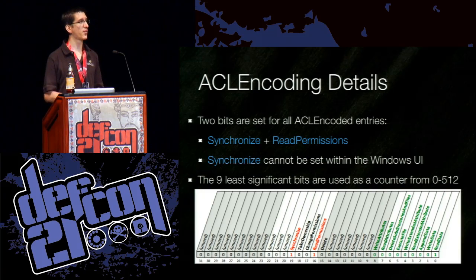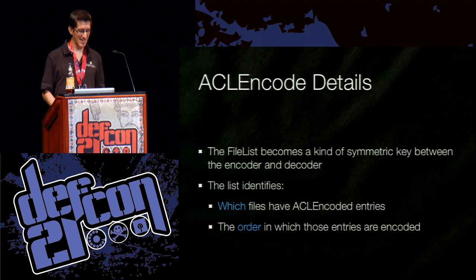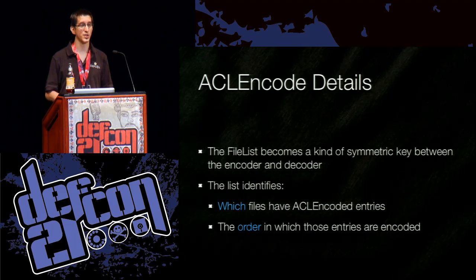The green bits are what I use for encoding their position within the overall file. So the last 9 bits are used as a counter with values of 0 through 512. The first chunk will be encoded with a value of 0. The next chunk will be encoded with a value of 1, 2, etc. So it can hold all these. The file list that we're using, remember the list of all the 16 files that I chose? That becomes kind of like a symmetric key between the encoder and the decoder, because without that file list, you don't know what order all your entries belong in, and you don't know how to reassemble them. So the list identifies which files on the NTFS volume have ACL encoded entries, and the list also identifies the order in which those entries are encoded.